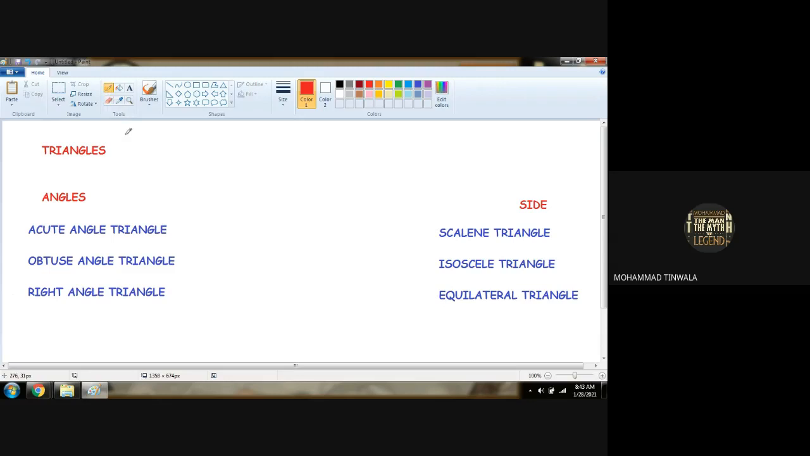Okay. What do you mean by obtuse angle triangle? Any angle out of three angles. Look at these two angles. If you calculate, this angle will be less than 90 degrees. This angle will also be less than 90 degrees. But out of these three, any one angle will be more than 90 degrees. Do you understand? If any one of the three angles is greater than 90 degrees, that triangle is known as an obtuse angle triangle. Understood?